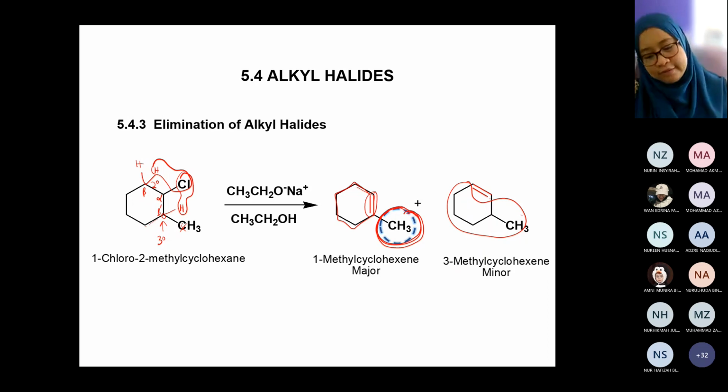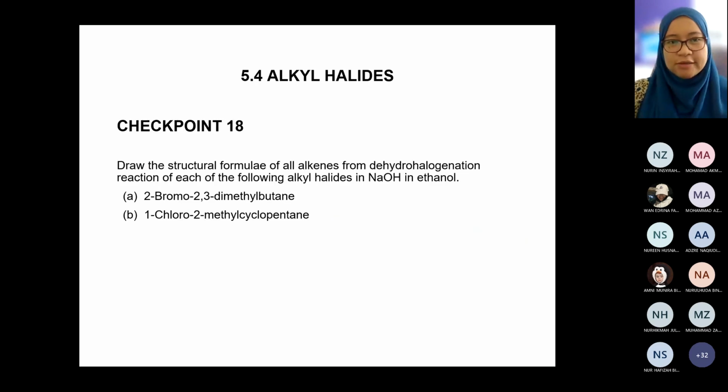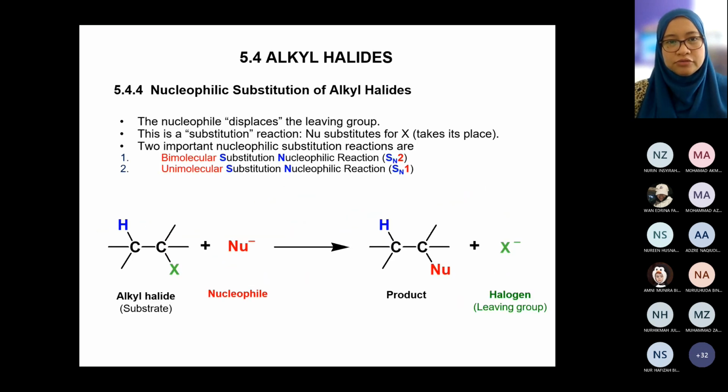Okay. Alright. Itu sahaja. Okay, just nak predict the location of double bond lah. Where should it be? Okay, kita akan based on set. Okay. Alright, so kita ada checkpoint. This one you can do it on your own. Okay. Then next we will proceed to substitution. So we are done with elimination. Habis dah. Okay, we'll proceed with substitution for tomorrow.